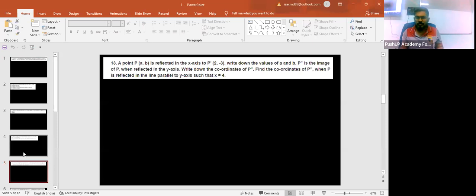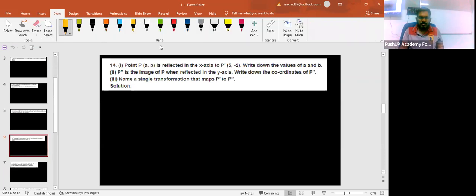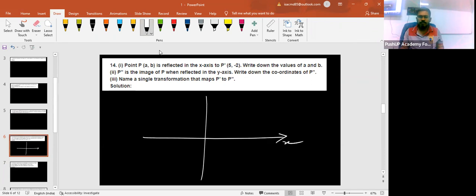This was a sum, the 14th one. So x-axis, y-axis, then P dash is 5 comma minus 2. That means it's lying somewhere over here, right? Fourth quadrant, P dash 5 comma minus 2.